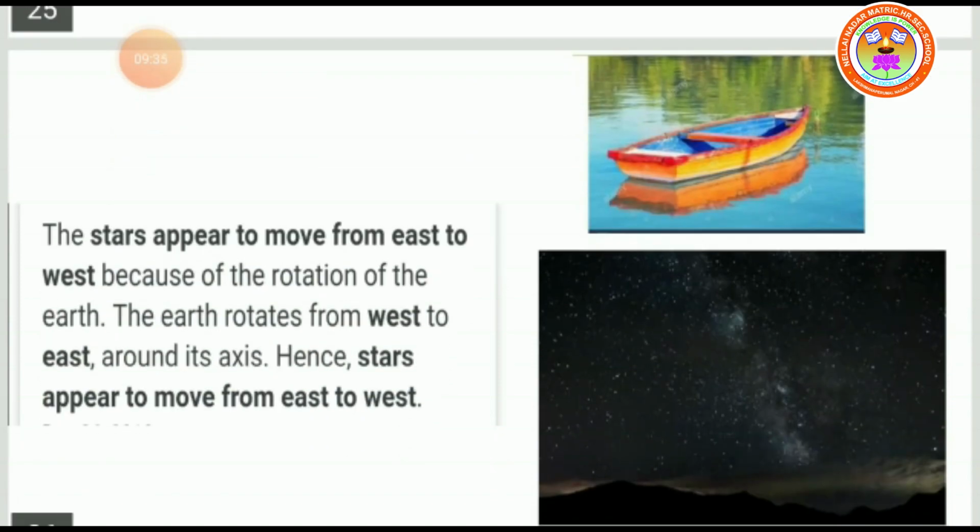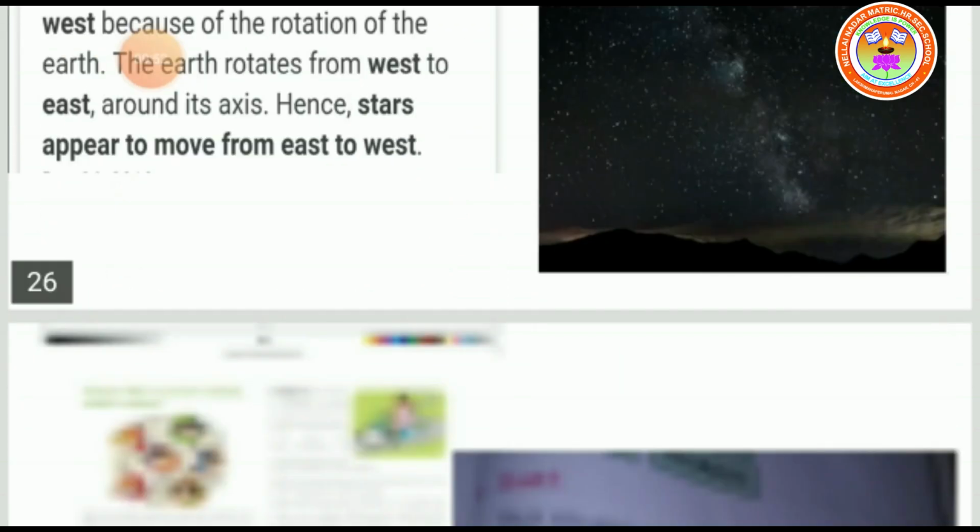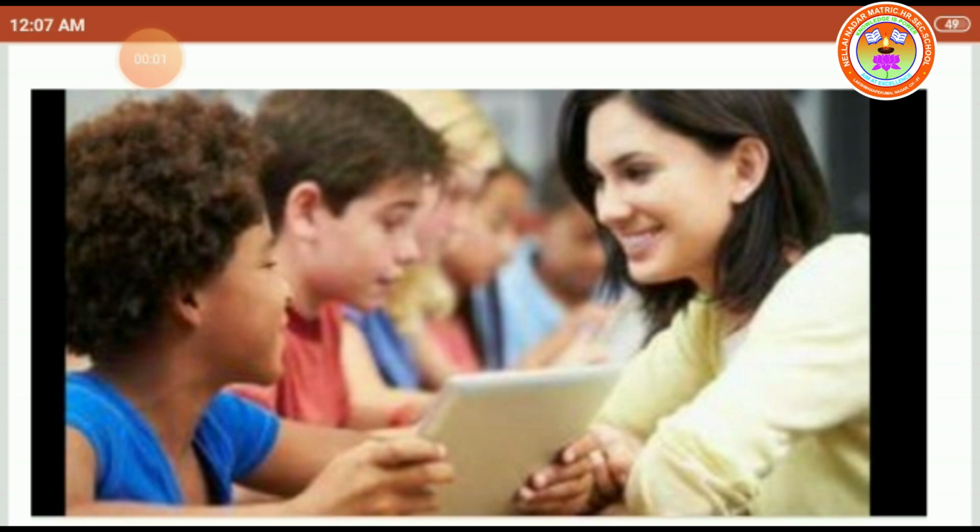You know, children, the stars appear to move from east to west because of the rotation of the earth. The earth rotates from west to east around its axis. Hence, stars appear to move from east to west. Okay, children. Once again, we will recall the lesson. Next class, we will study about the types of motion.